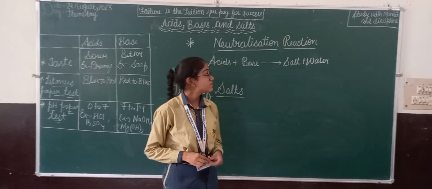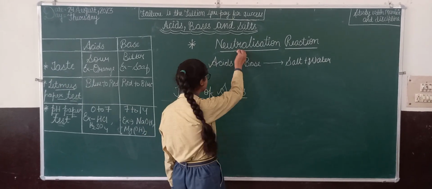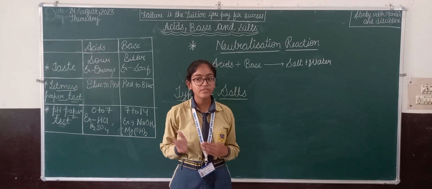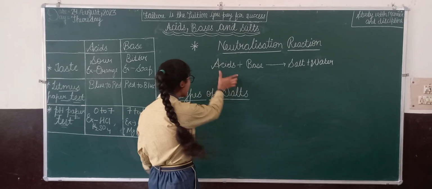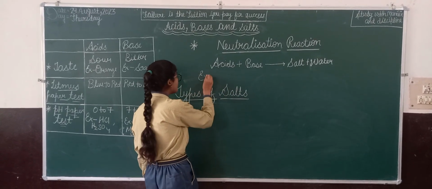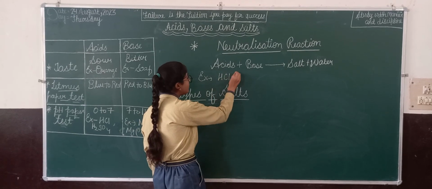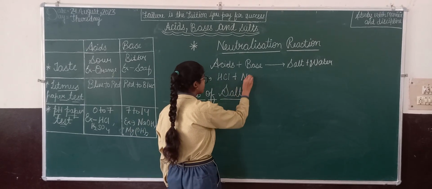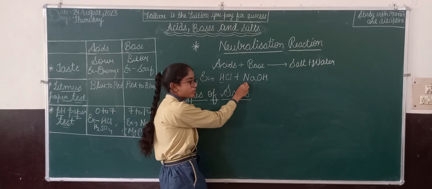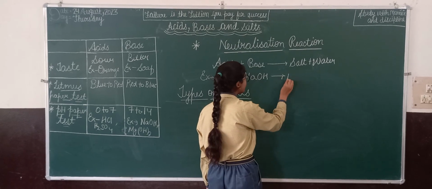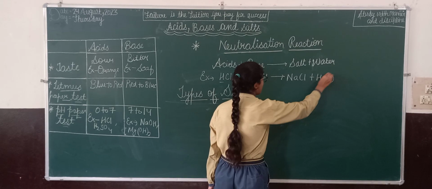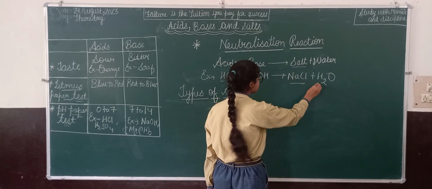Secondly, we discuss neutralization reaction. The reaction in which acid reacts with base to form salt and water. Acid reacts with base to form salt and water. For example, acid HCl plus base NaOH. This is hydrochloric acid and this is sodium hydroxide base. When they combine, they form salt which is NaCl, plus water. NaCl, this is salt and this is water.